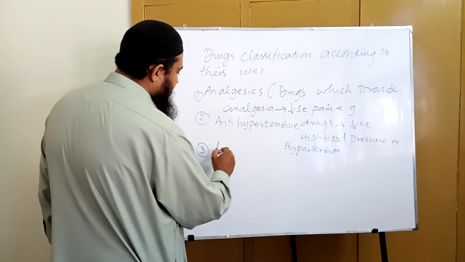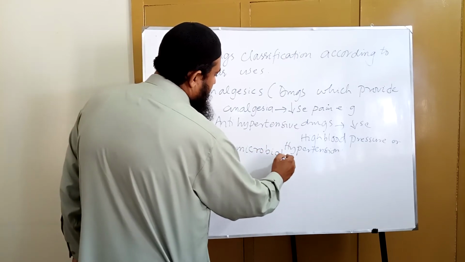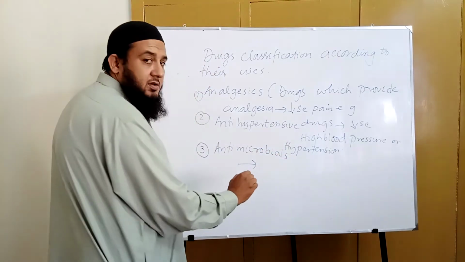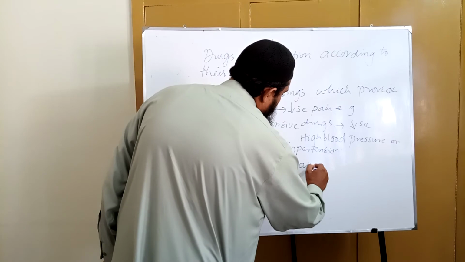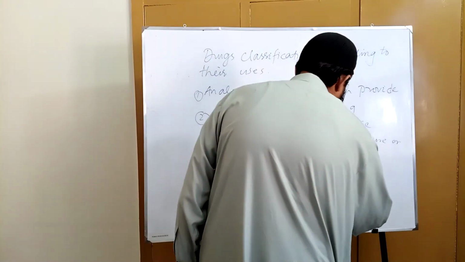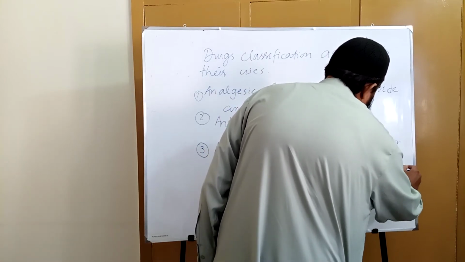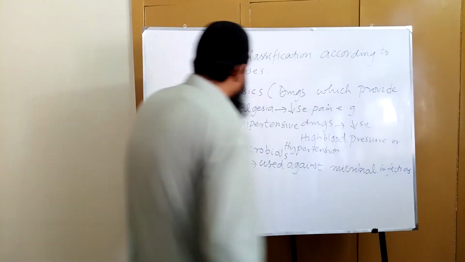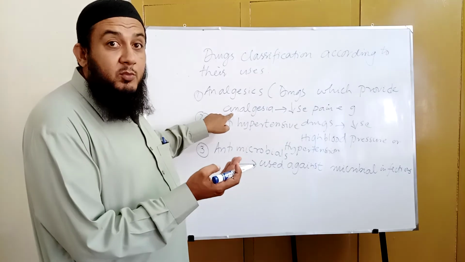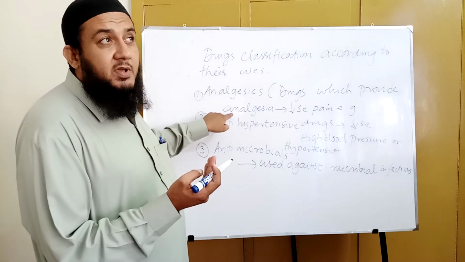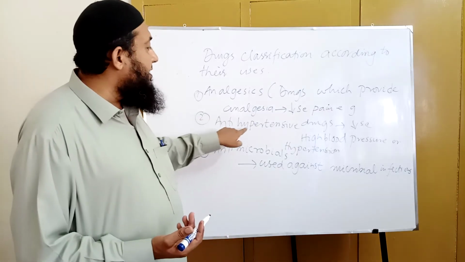Antihypertensives, analgesics, antibiotics, antimicrobials: used against microbial infection. Analgesics are further divided according to their chemical structure, their mode of action and their efficacy. Maybe strong anti-inflammatory, weak anti-inflammatory, moderate anti-inflammatory.